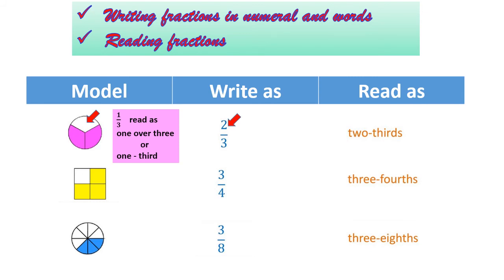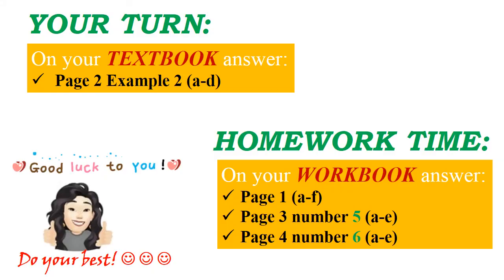Now, as you have noticed, in the first example that we used a while ago, we have 2/3. And we read this one as 2/3. Now remember, if our numerator is more than 1, we're going to read it with an S at the end. 2/3, 1/3, 1/8, 3/8.